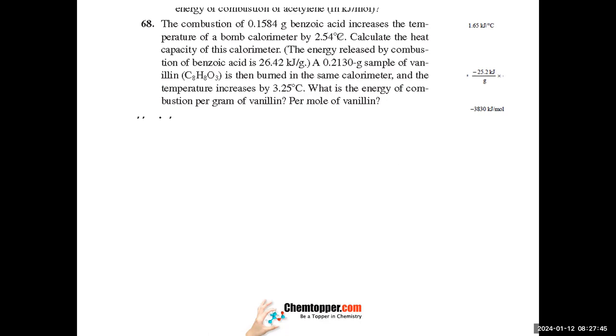Okay, bomb calorimeter. What is given, children? Is delta T given?